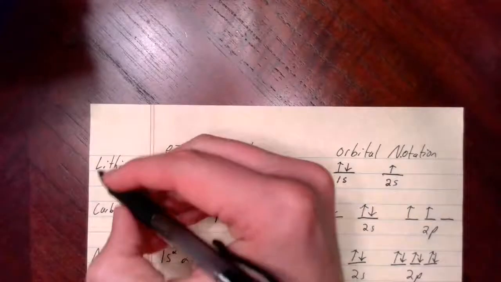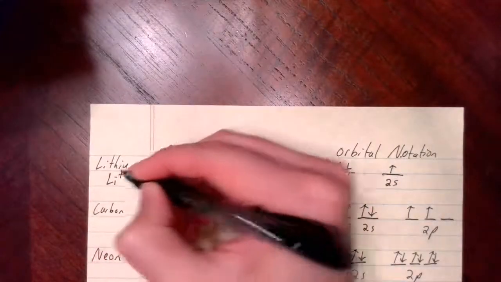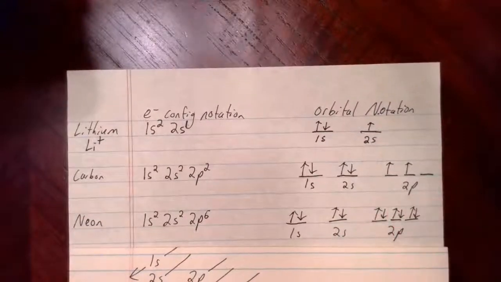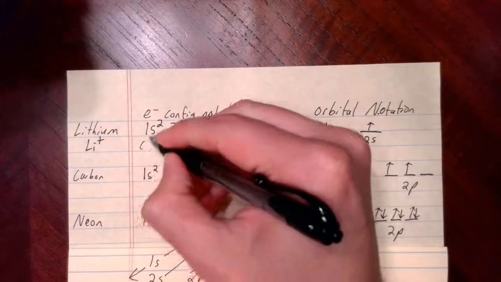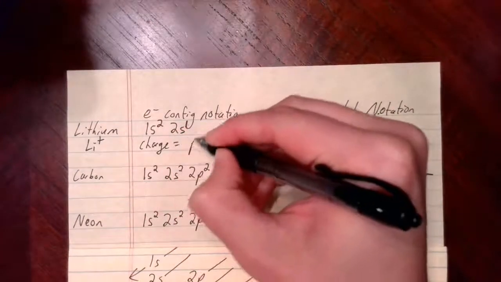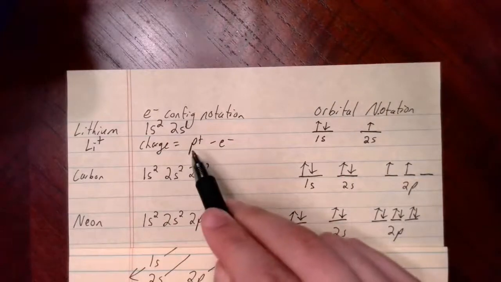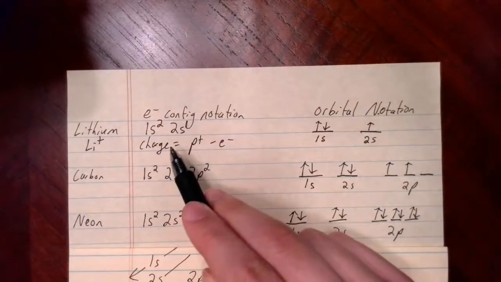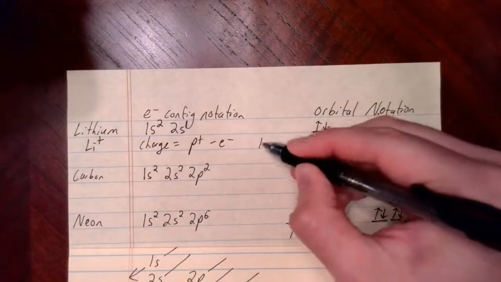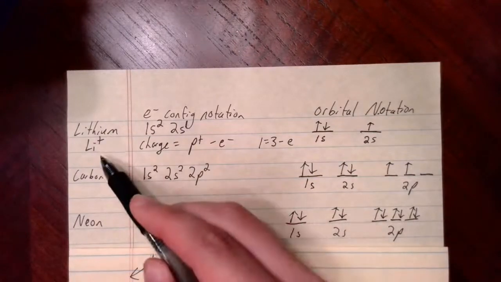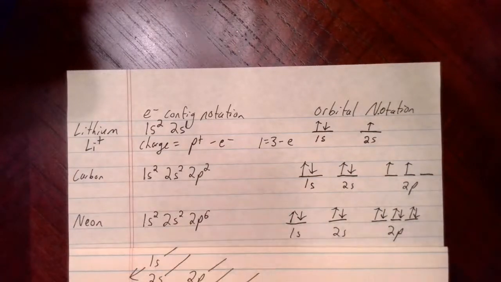Let's look at the electron configuration for lithium +1. So this one's a little bit different. What does a +1 charge tell us? Okay, so a +1 charge tells us that there is one more proton than there are electrons. So we know charge equals protons minus electrons. I know that the number of protons can never change. Okay, so I know the charge is 1, the number of protons is 3, so I can say 1 equals 3 minus, we'll just say E electrons. So I know that lithium +1 only has 2 electrons.